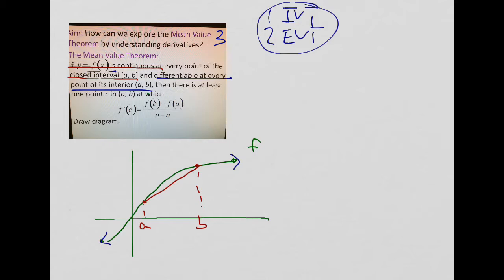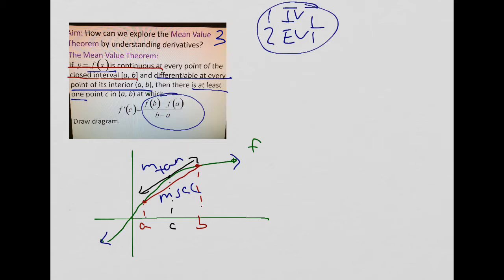And what MVT guarantees is that there is some slope of our tangent line that will equal the slope of this secant line that I just drew. So that's the slope of my secant line here. And it could be in more than one place, so that's why it says at least one point C. But in my diagram, I'm just going to have this one value of C where the slope would be the same, the slope of my secant line and the slope of my tangent line.